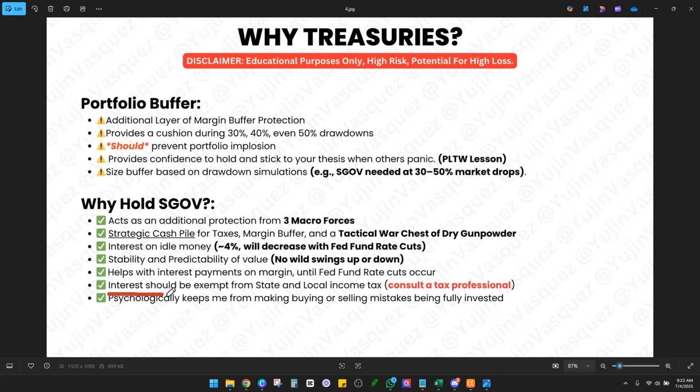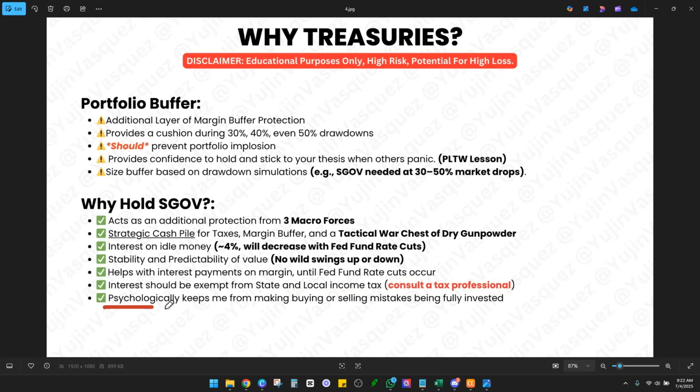And then interest should be exempt from state and local income tax, versus keeping the money in a money market account or a Robinhood cash sweep account, which is going to be earning about 4% anyways. The interest from SGOV is actually exempt from state and local income tax. Of course, you need to consult a tax professional for that. All right. Don't take my word. I'm not a tax professional. This is just what I found on the interwebs.